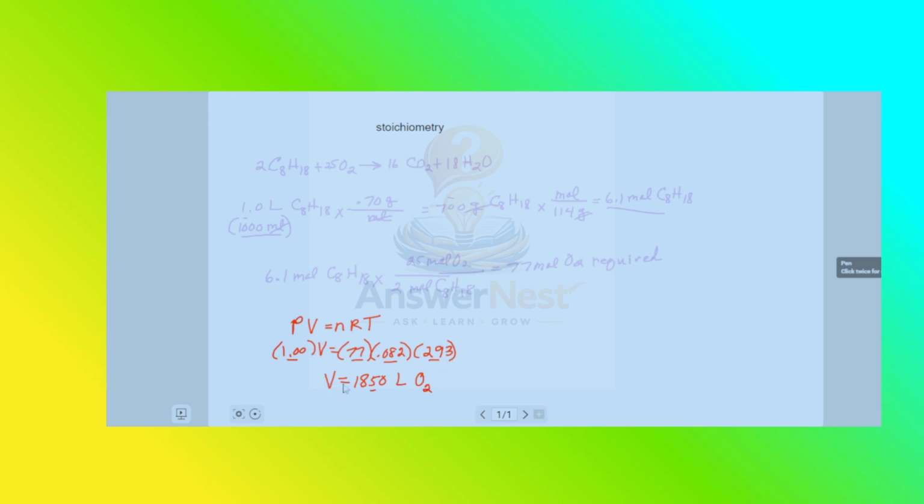When we solve for the volume of oxygen required, keeping a little extra significant figure for now, we get 1,850 liters of oxygen required to burn off that octane. Now they ask us what volume of air is required, so there's an additional step we need to take here.